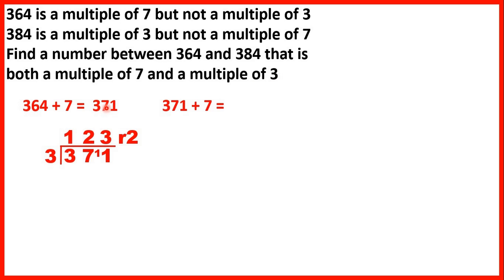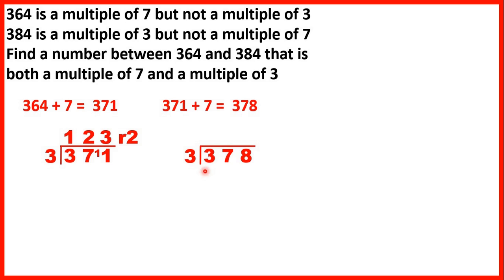If we add another 7 to 371, that gives us 378. So notice, because we started with a number that we know is a multiple of 7, and we've added 7, then added 7 again, we still have a multiple of 7. But is 378 a multiple of 3?